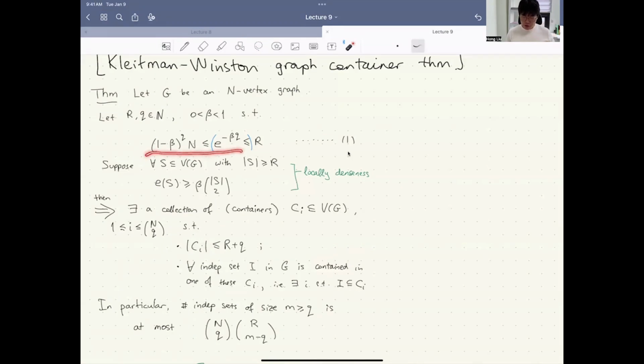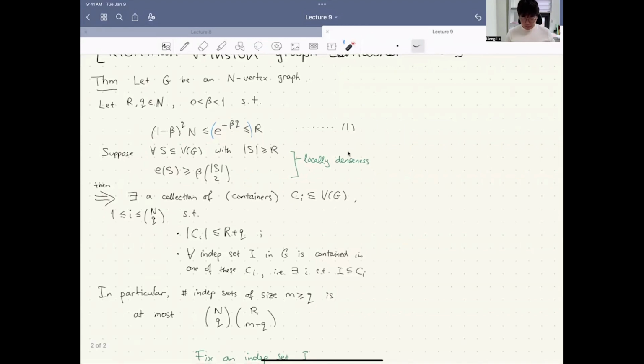And oftentimes we can use this inequality, so it's enough to verify this inequality. We have some parameters satisfying some inequalities. As long as the graph is locally dense, some sort of supersaturation phenomenon, you can also think of this as supersaturation in terms of edges, locally over some not too small sets of vertices. Then the theorem says there exists a collection of subsets of vertices which can serve as containers for independent sets.